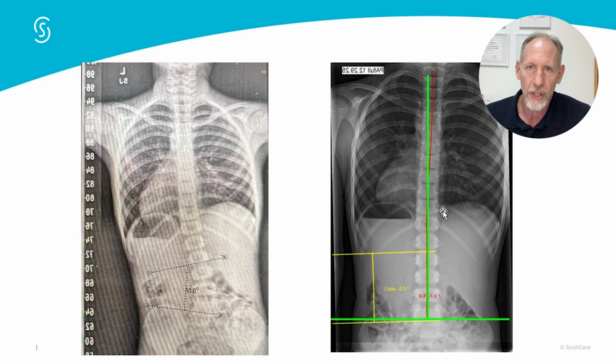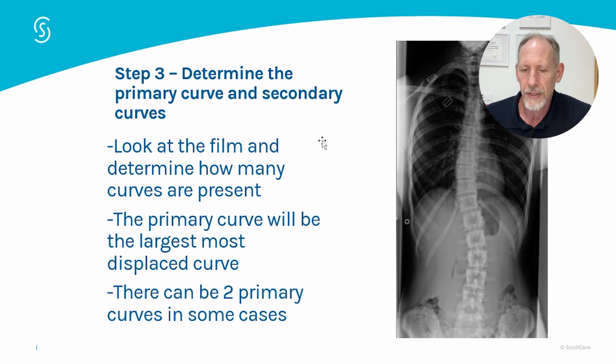We're still going to monitor her because she does have a family history, but right now we don't need to worry about it. And then, so number 3 step is we're going to determine the primary and secondary curves. How many curves do we have and where are they?